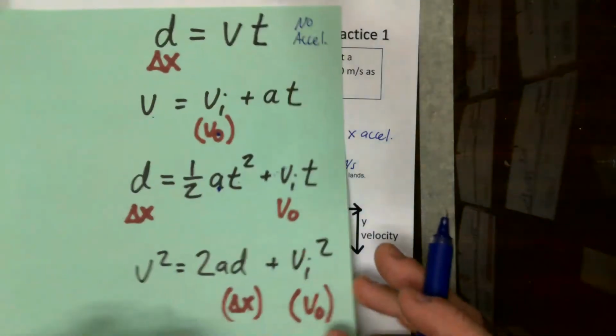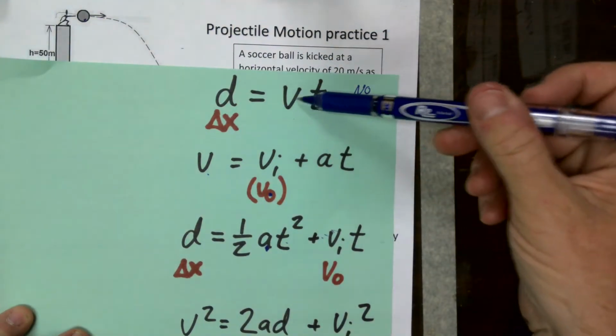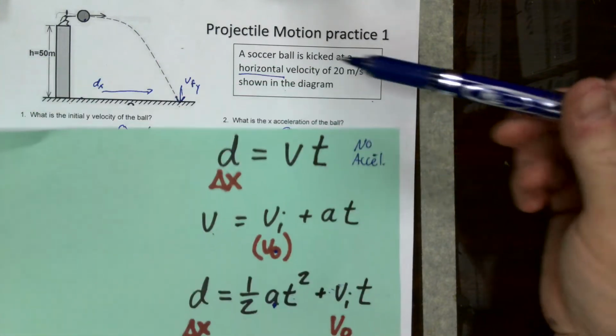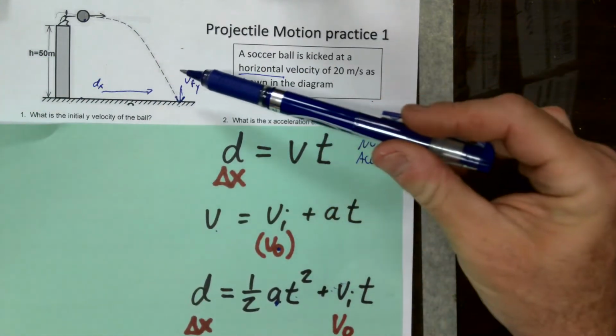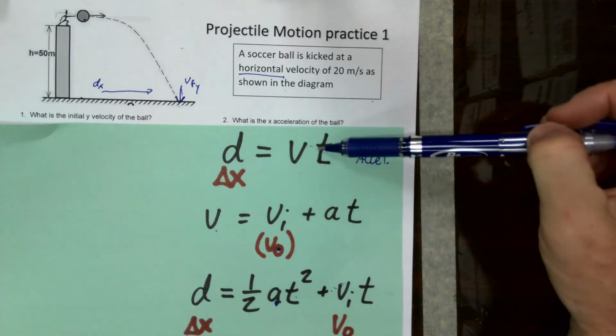Well, let's find a distance formula. Once again, we'll start off simple. Distance is velocity times time if there is no acceleration. Well, we're looking for a distance in the x dimension for which we know there is no acceleration, so I can use this simple formula here.